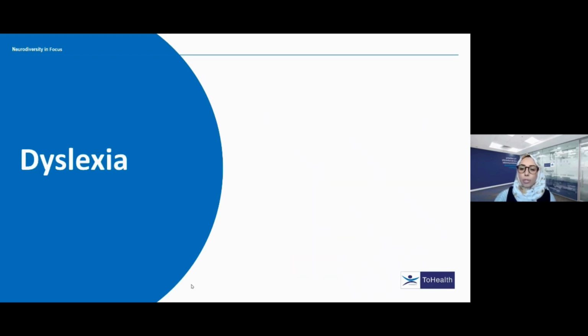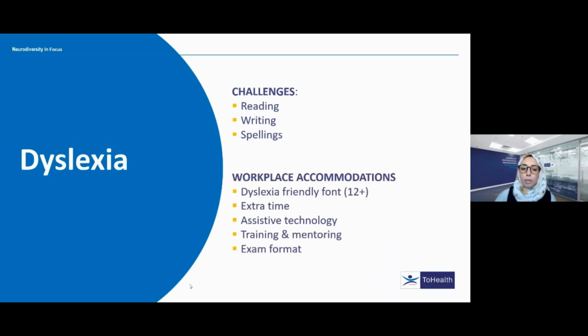Coming on to dyslexia. Now, often some of the common challenges of dyslexia can include difficulties with reading, writing, and spelling. Some of the workplace accommodations can include providing written instructions in a clear font, so anything that's 12 or more, such as Calibri or Arial.